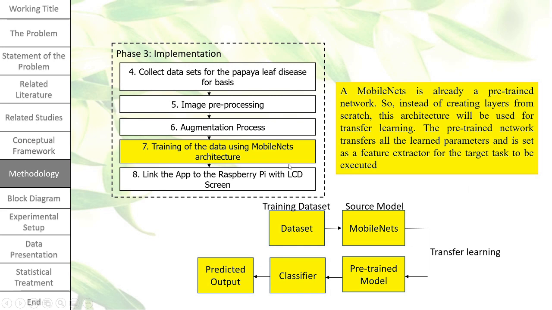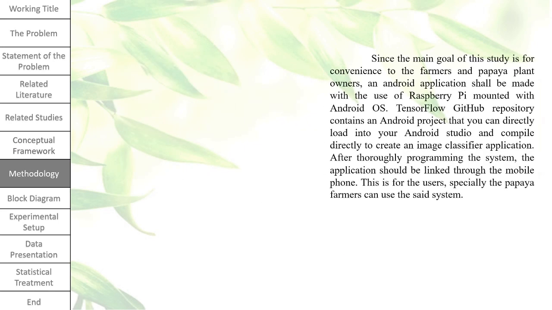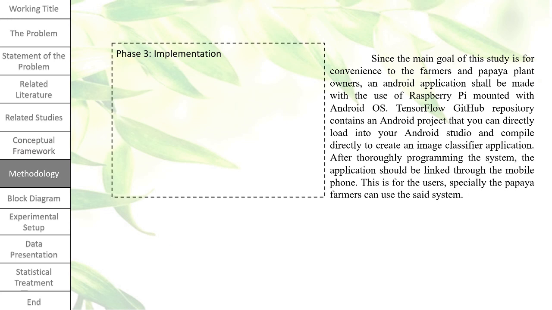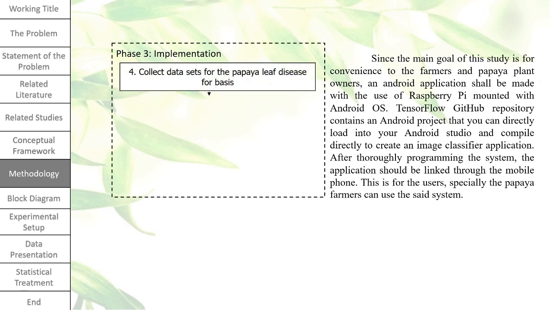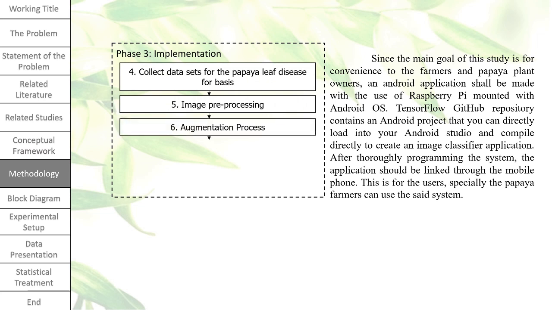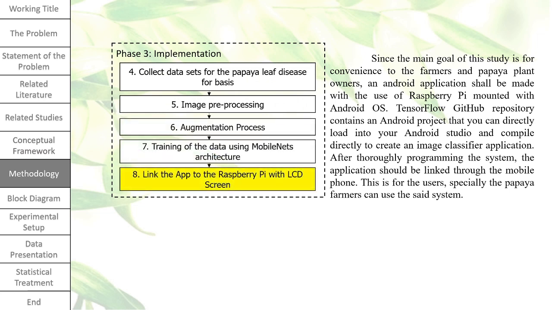After that, we will now link the application to the Raspberry Pi with LCD screen. Since the main goal of this study is for the convenience of the farmers and papaya plant owners, an Android application shall be made with the use of Raspberry Pi mounted with Android OS. The TensorFlow GitHub repository contains an Android project that you can directly load into your Android Studio and compile to create an image classifier application. This is for the users, especially papaya farmers, who can use the said system.